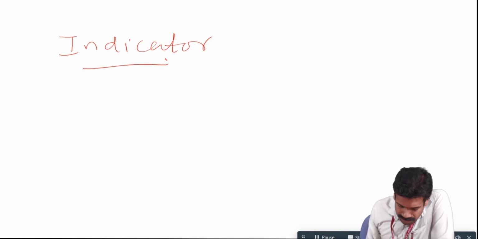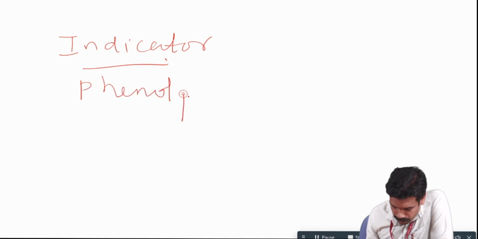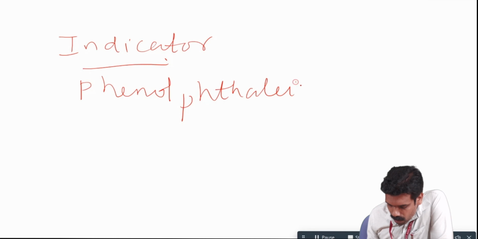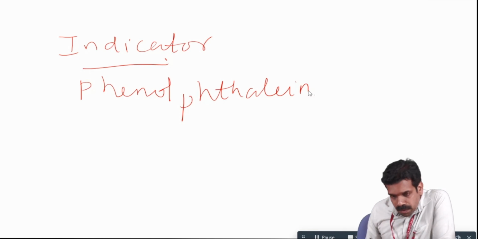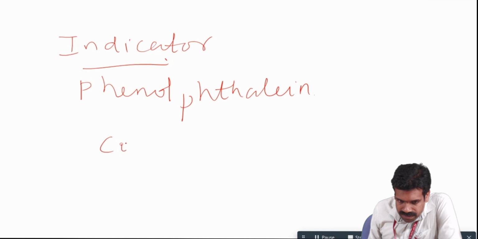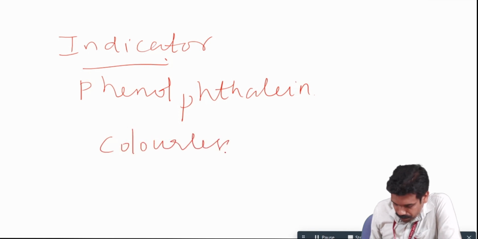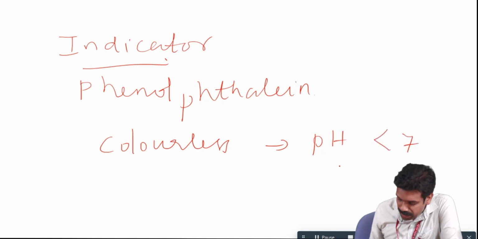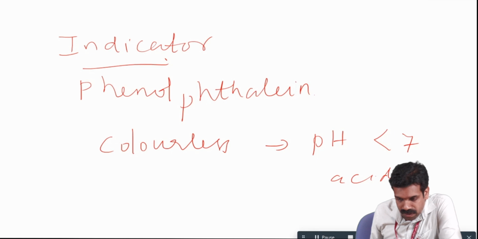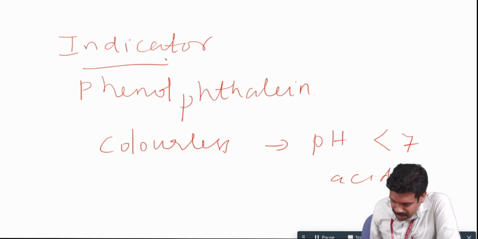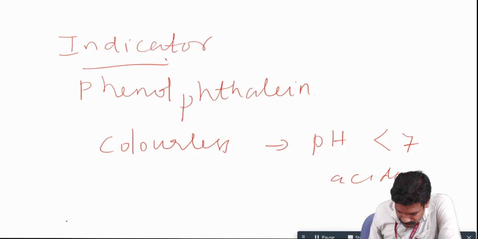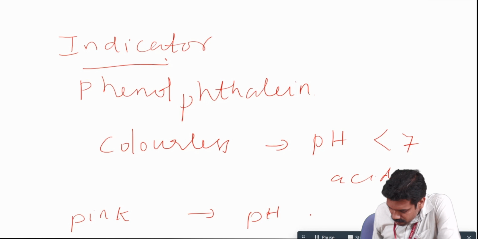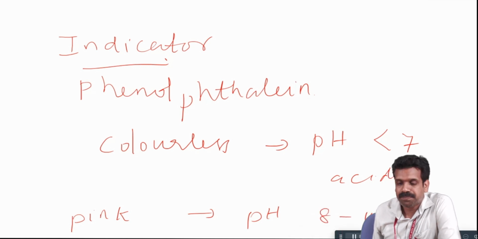In this example, let me choose phenolphthalein as the indicator. Remember one thing: phenolphthalein is colorless when the pH is less than 7, that means in the acidic medium, which is the most prompt and accurate way of addressing the color change. And it is pink in color when the pH is somewhere between 8 to 10.